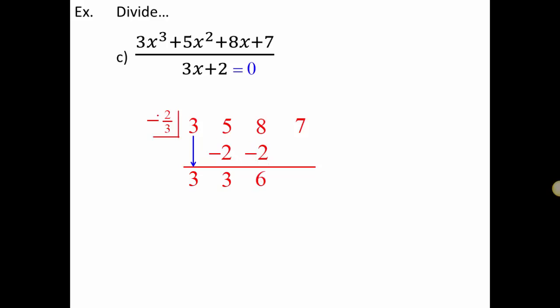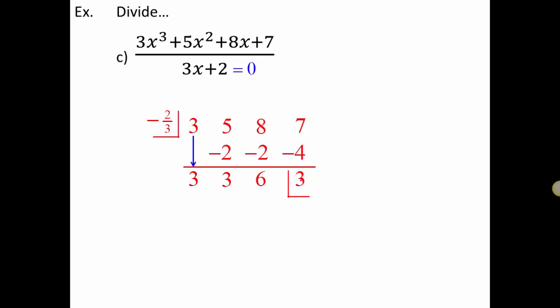Now 6 times 2/3. Now of course we could do it the easy way. 6 times 2 is 12. 12 divided by 3 is 4. Or we could do it the easier way. 6 divided by 3 is 2. 2 times 2 is 4. So don't forget the negative, negative 4. 7 minus 4 is 3. Now keep in mind we've run out of terms, so that represents my remainder.